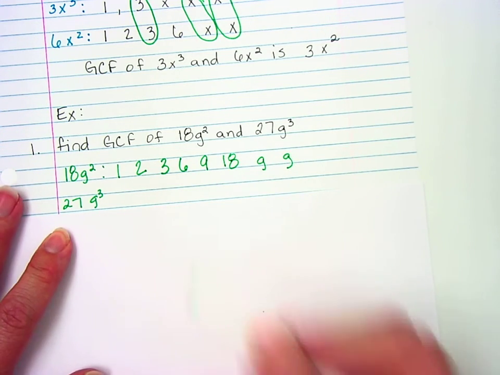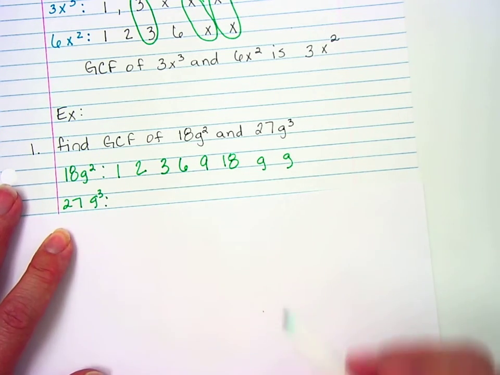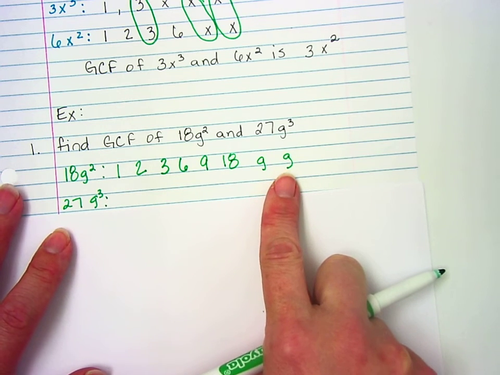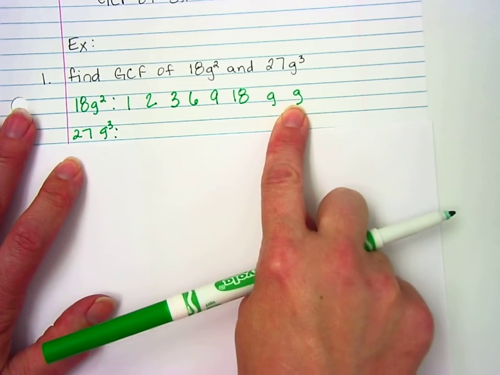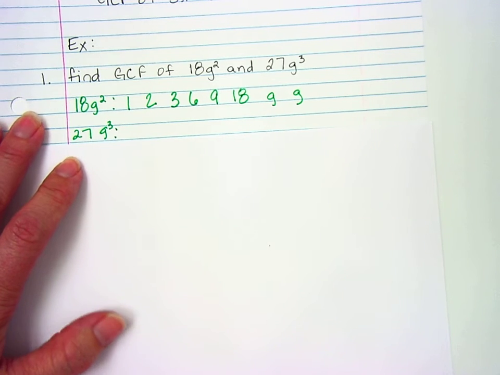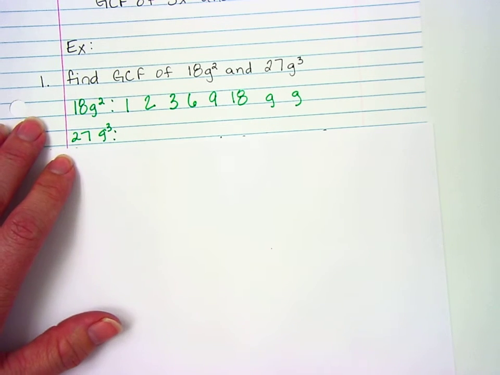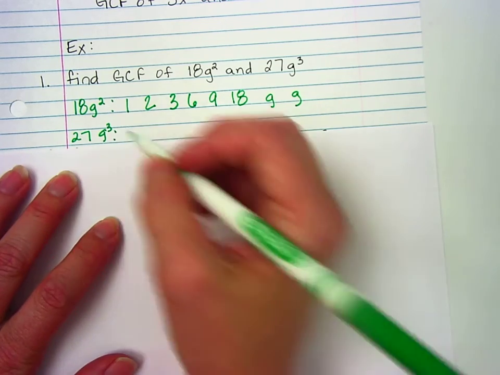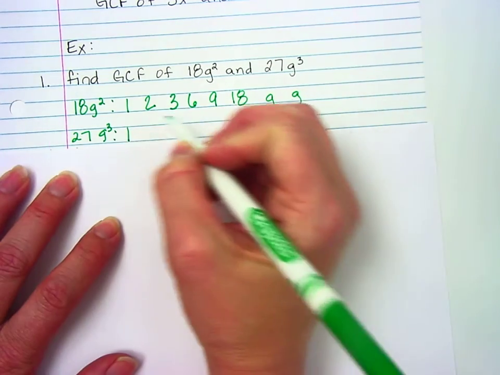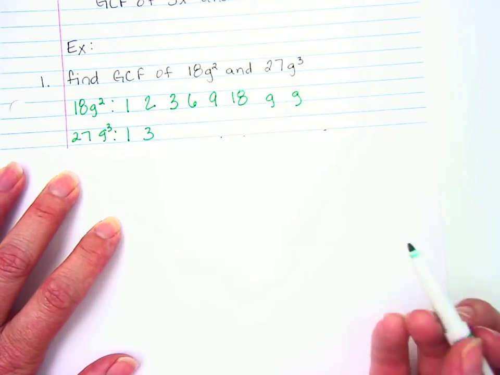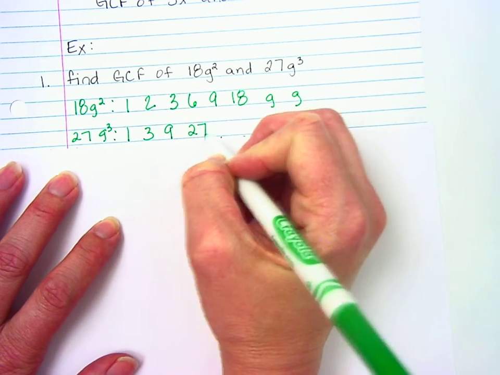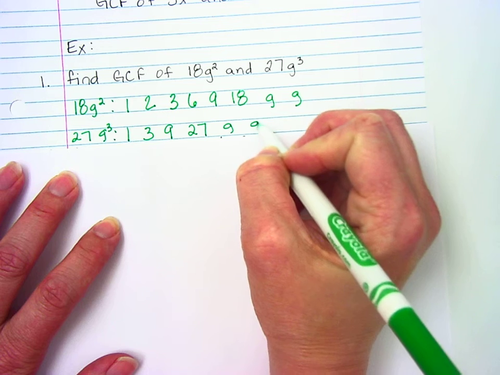And now let's go down to 27. Am I always going to break this apart like this each time? No, absolutely not. Just for the notes, we're breaking it apart, laying it all out, and then eventually you'll get really quick at finding those greatest common factors. For 27, we have 1, 3, 9 goes into 27, and then 27, and then we have 3g.